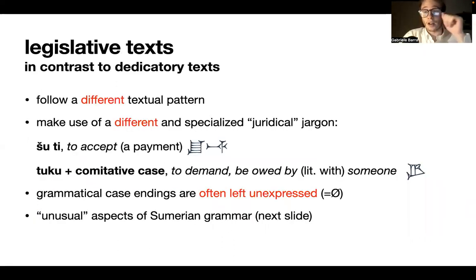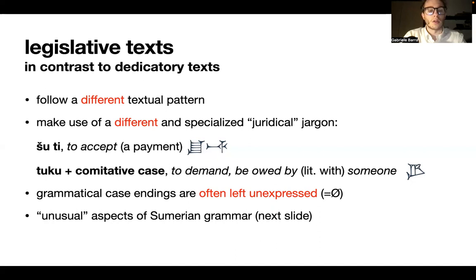we're not going to be dealing with that anymore. The texts we're going to be looking at follow a different textual pattern and very distinct and diverse juridical jargon, which has nothing to do with what we've been working with for the time being. Such terms include shuti, which is to accept a payment, kind of like to make a transaction, so to say. And the verb tuku, which means to have, is often employed to mean to be owned by someone, to demand by someone, usually to demand from someone who is in the wrong.